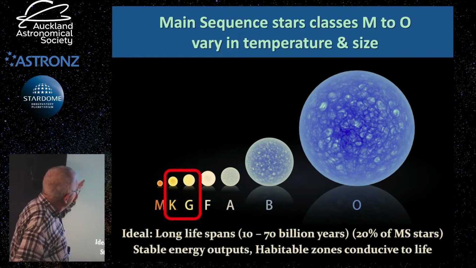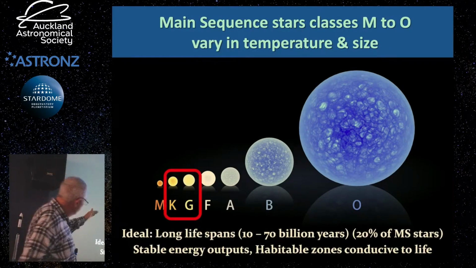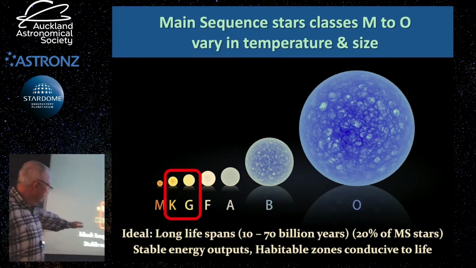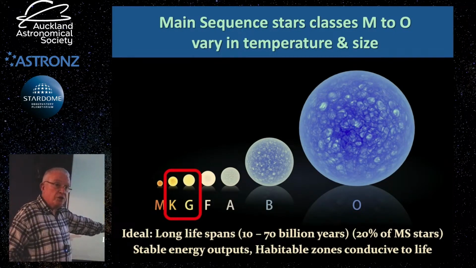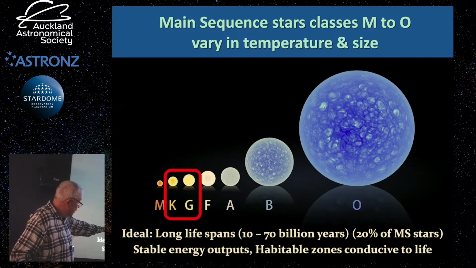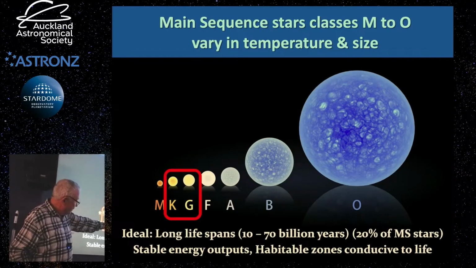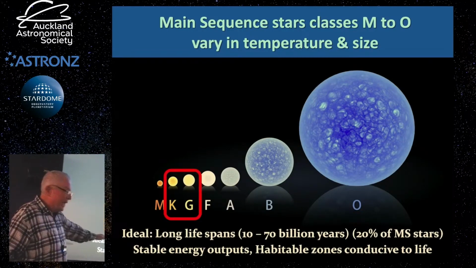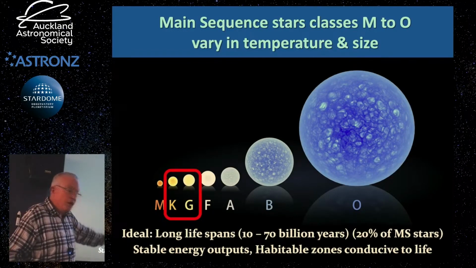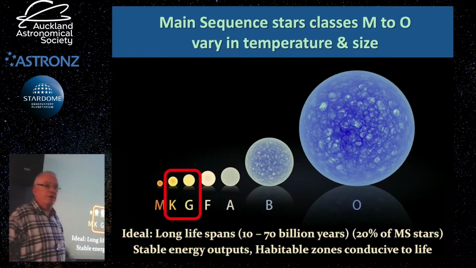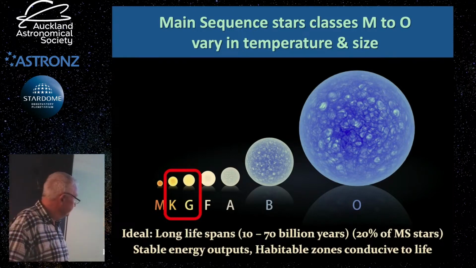And it's these classes here, your K and G class, remember our sun's G, which are ideal. They've got relatively long lifespans, between 10 to 70 billion years. Our sun's full lifespan is 12 billion years. They make up a decent 20% of all main sequence stars, with stable energy outputs and habitable zones that are further out, more conducive to life. That's your sweet spot for your host stars.